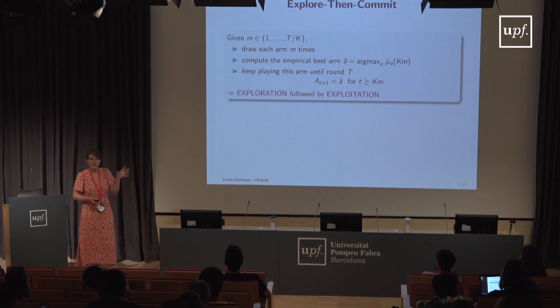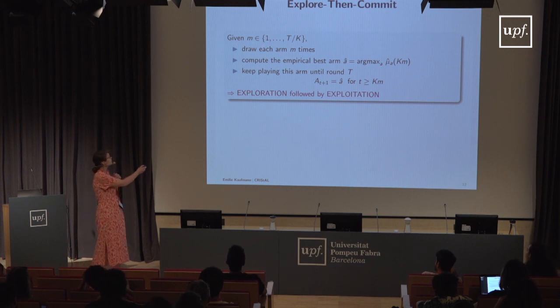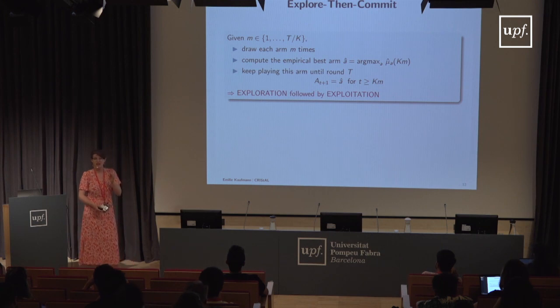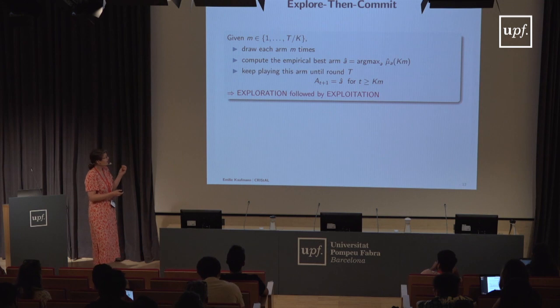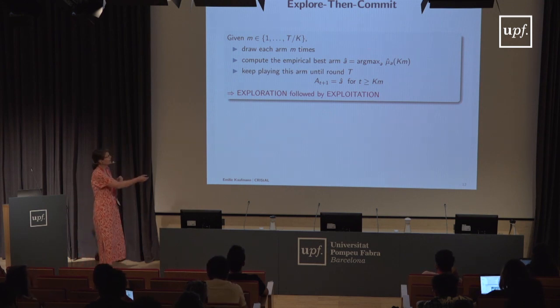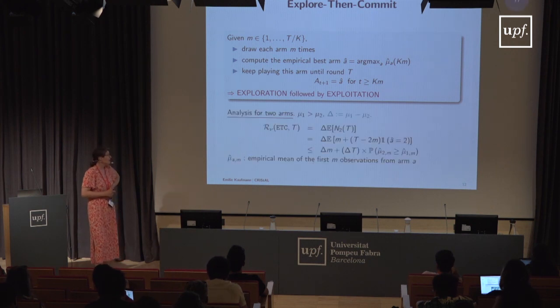So the idea of explore then commit, or sometimes explore then exploit, is to do a well-chosen length of exploration. So you pick a parameter m and we draw each arm m times, after which we compute the empirical best arm based on m samples per arm. And then we need to exploit a bit. We stick to playing this arm until the end of our budget. So let's try to analyze this algorithm.